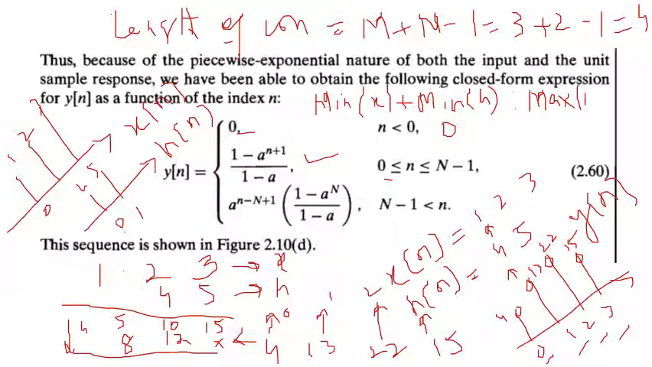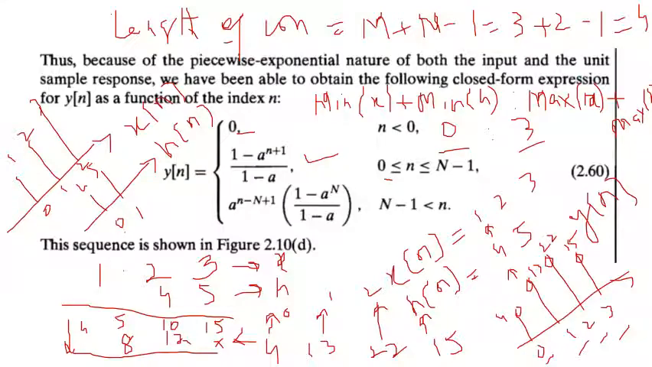h, maximum of x plus maximum of h. So if I add these, this maximum was 1, this was 2, so 2 plus 1 is 3. So it will go towards 3. So the starting point was 0 and the ending point was 3.